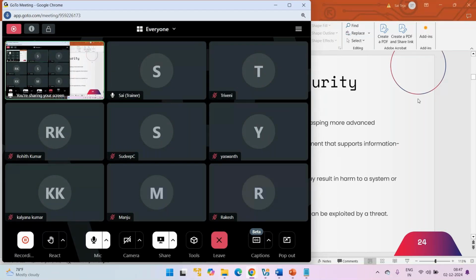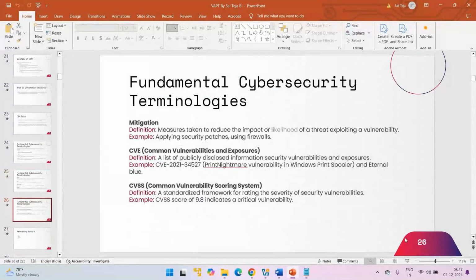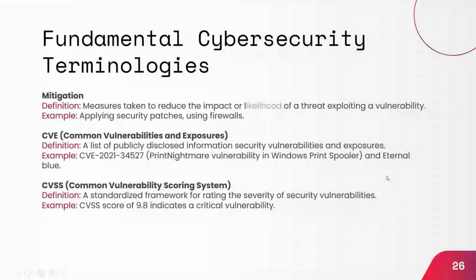Okay, right? Now let's discuss mitigation. When you have some vulnerability, there is a possibility of exploiting those vulnerabilities, called likelihood. So to reduce that impact or likelihood, of a threat exploiting a vulnerability, what we need to do is apply the patches, implement some kind of security policies, or maybe deploy a firewall. So all of these are basically mitigations.